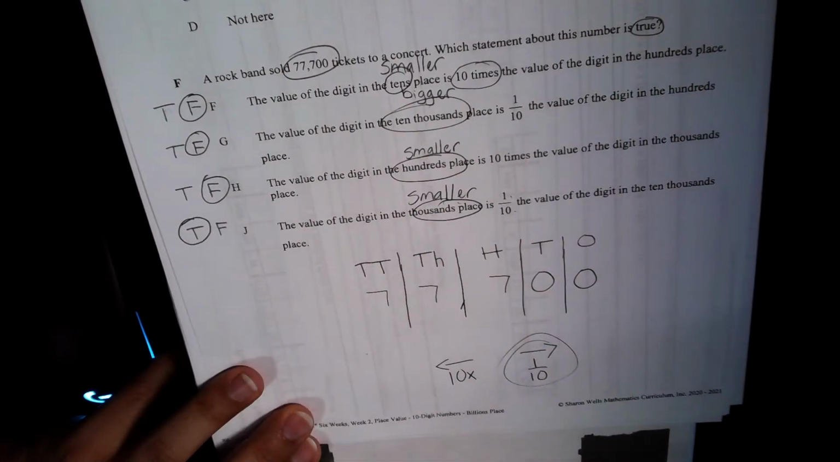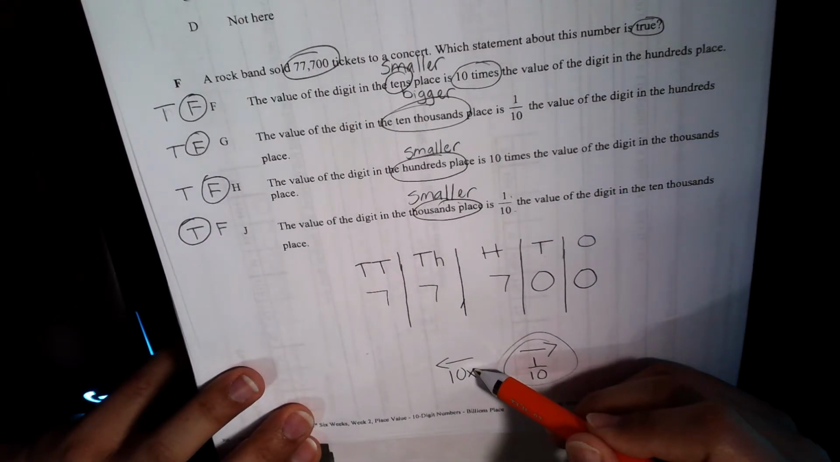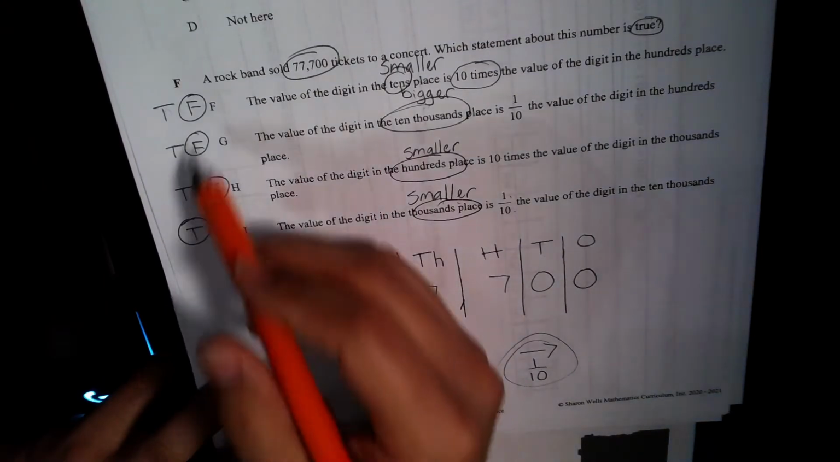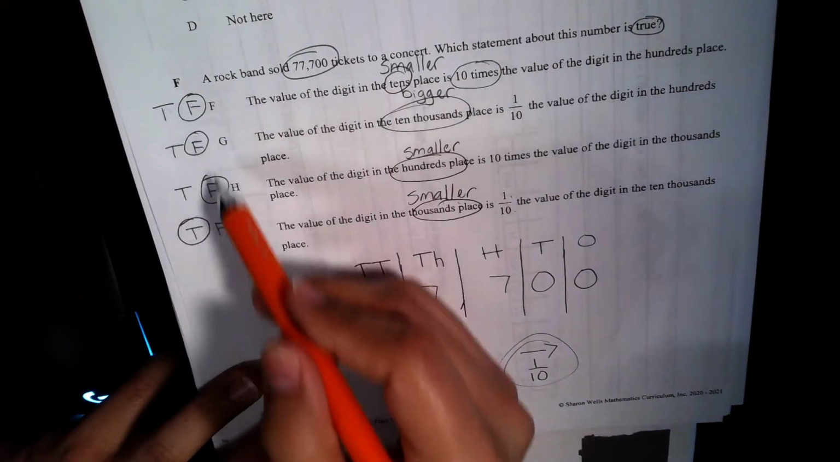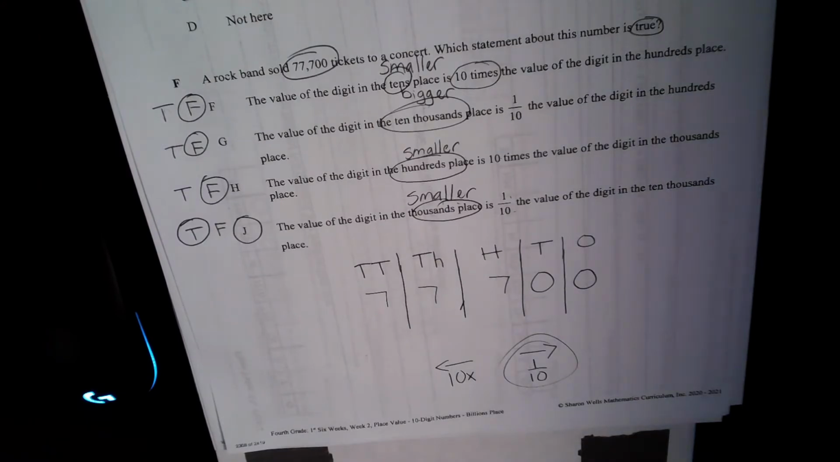This one is true. All the other ones have it turned around. They have smaller numbers with 10 times, or they have bigger numbers with 1/10. They don't have them matching. So the only one that's different, the only one that's true, is J. So that's my answer.